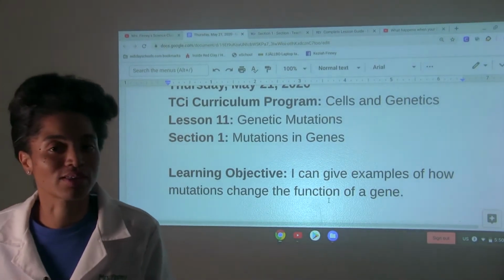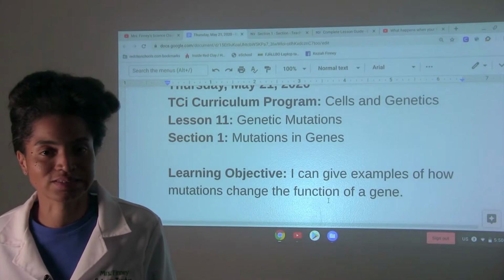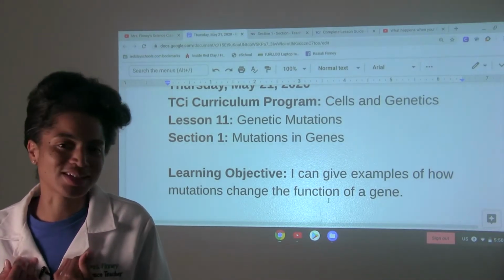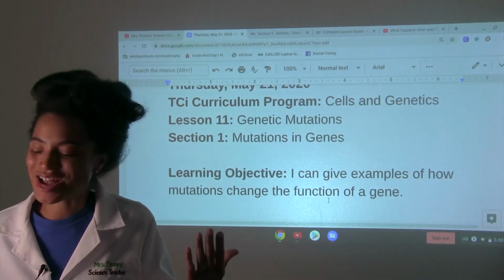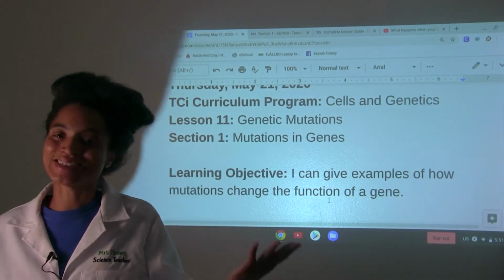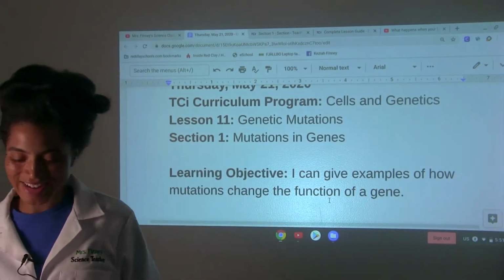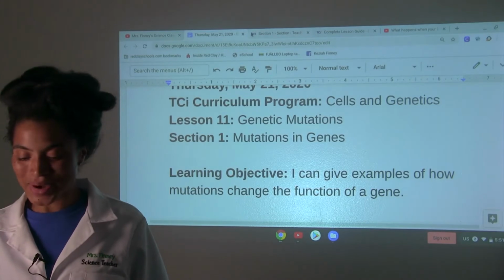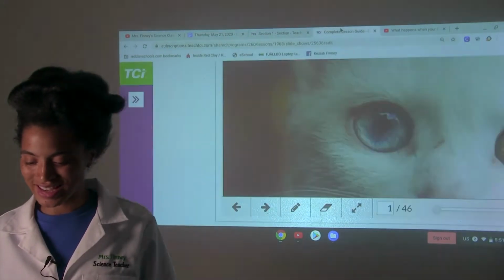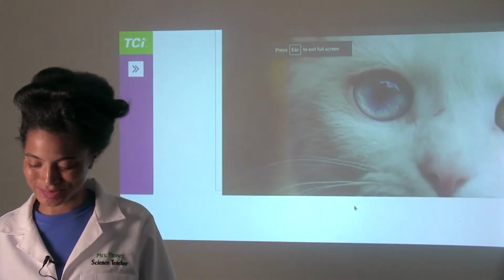What do you think about when you think of the word mutations? To me, I'm thinking Teenage Mutant Ninja Turtles. I don't know, maybe because I'm an 80s baby. Maybe. That's what comes to mind. But let's talk about it in our science curriculum.